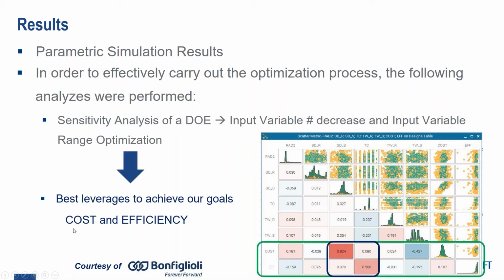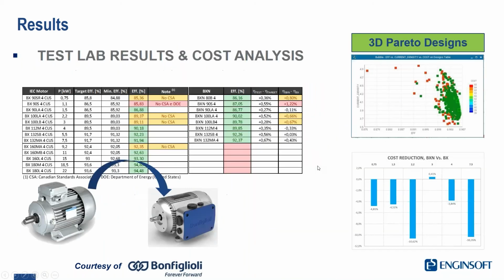After that, now we know what are the best leverages to achieve our goals, that are cost and efficiency, and we can start with the optimization evaluation, the optimization loop. In that case, a genetic optimization algorithm, MOGA2, was chosen to solve this problem. We can get to the results.